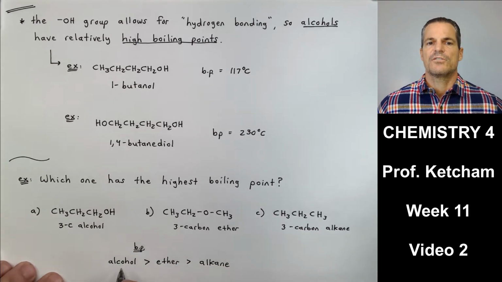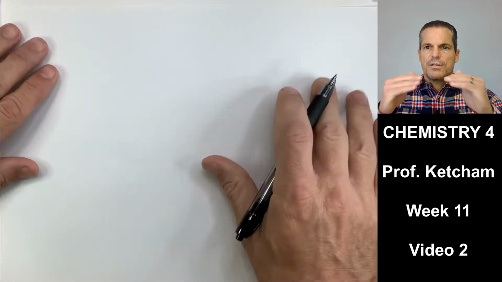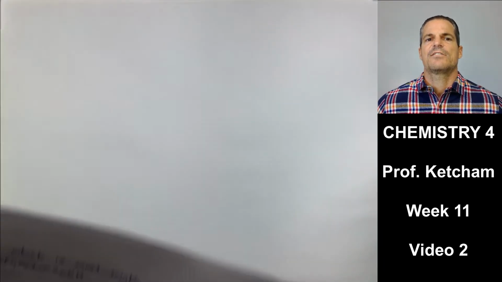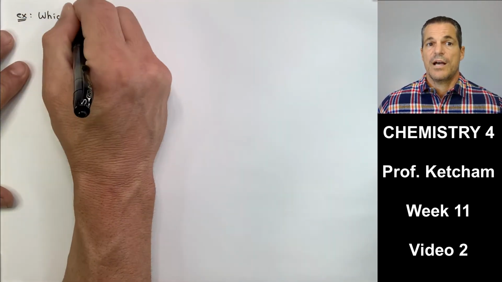That ether has 2 polar bonds, but it's almost like two horses opposing each other. Those electronegativities are going to cancel. And then alkanes we know are nonpolar. So the answer would be the alcohol.